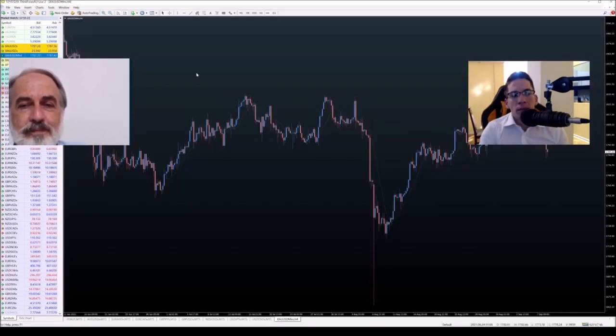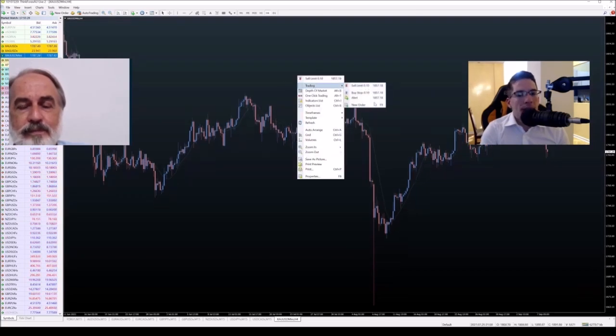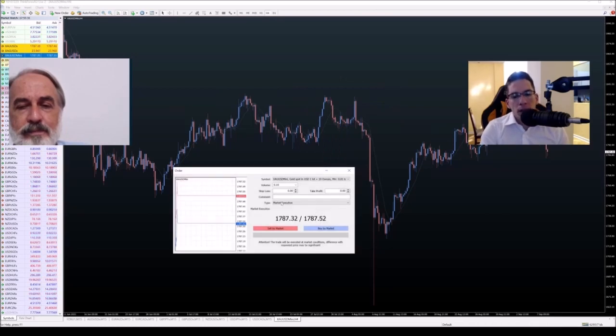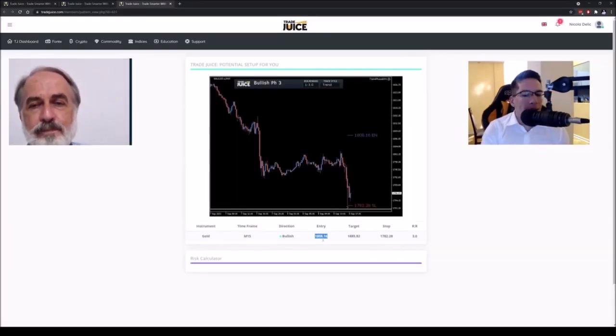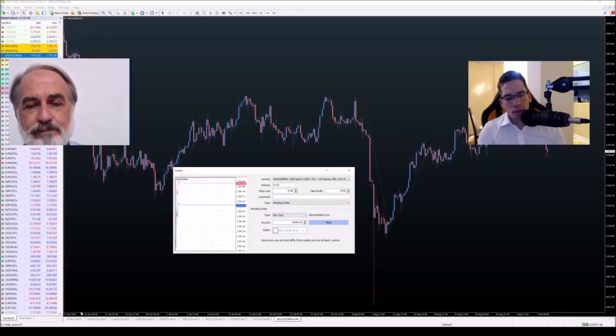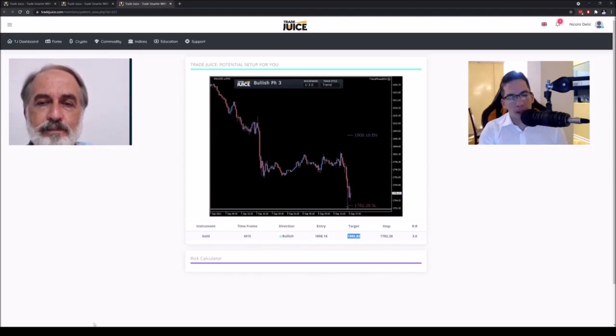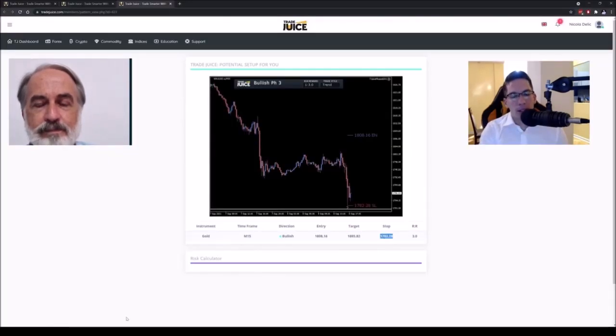You find gold on your broker, go to trading, right click, new order, and the type is pending order. Let's get back to this part, it's a bullish trade, so we want to buy. So it's a buy stop. We just need to copy the entry price. After that, we are going to copy the target price, copying it to take profit, and finally the stop loss.